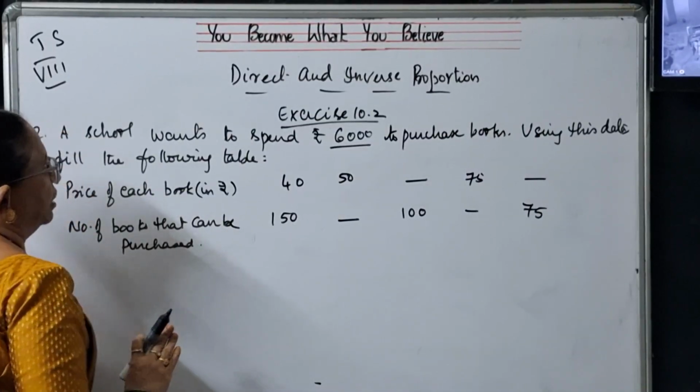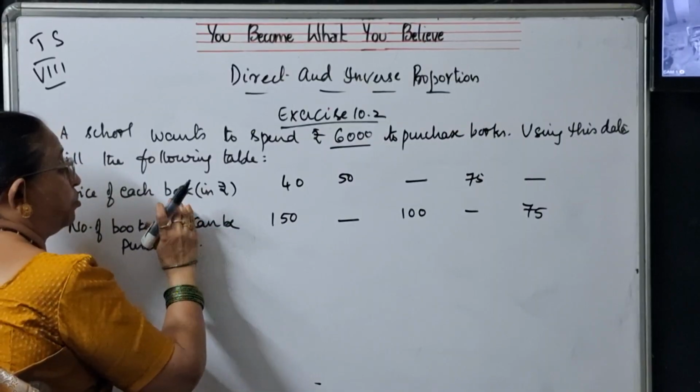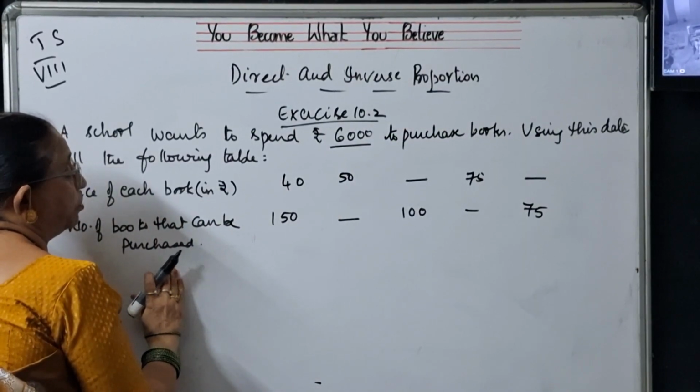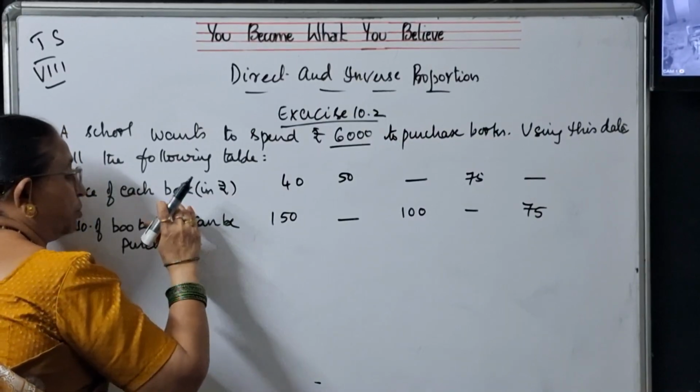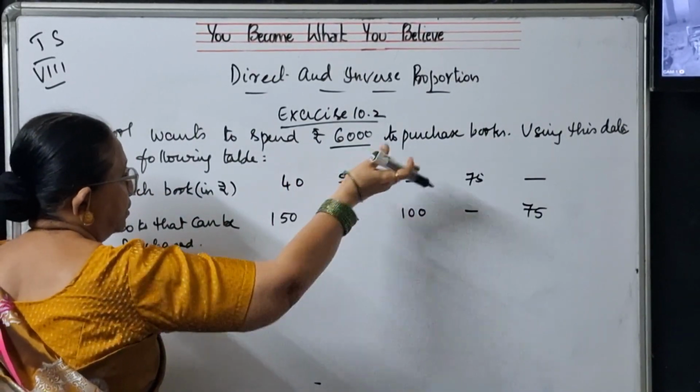That means what we can understand? When there is variation or change or increase in the book's rate, then the number of books that they are purchasing will decrease. If the book's rate is less, like here it is less, here it is more, it is increasing.